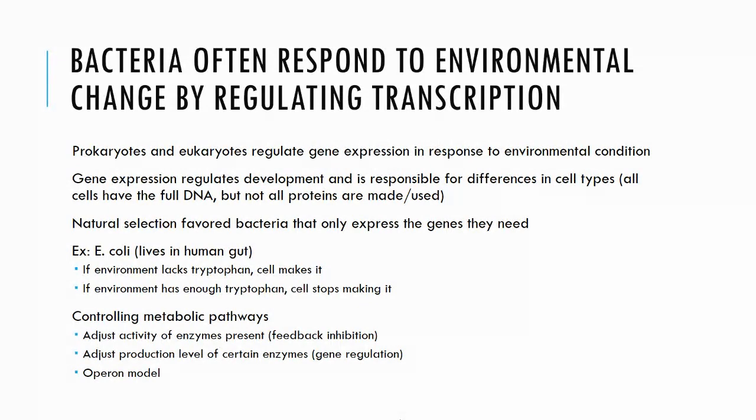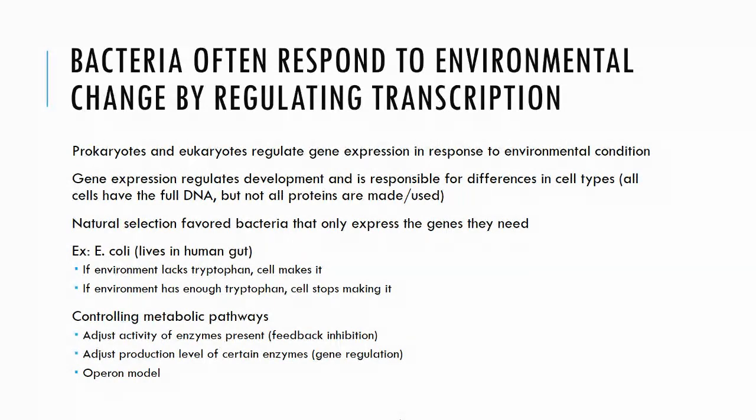Our example here and throughout when we're talking about bacteria is going to be E. coli. And this E. coli is the strain that lives in our human digestive system. One of the examples we'll look at is tryptophan, which is an amino acid. In E. coli, if the environment needs tryptophan, the cell makes it. But if there's enough tryptophan, the cell stops making it. In controlling these metabolic pathways, the cell will either adjust the activity of the enzyme present or adjust the production of the level of certain enzymes.